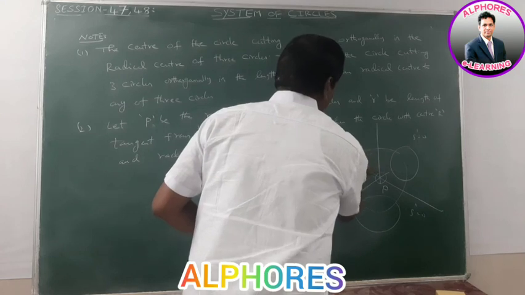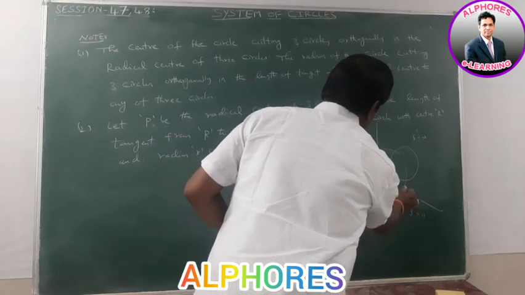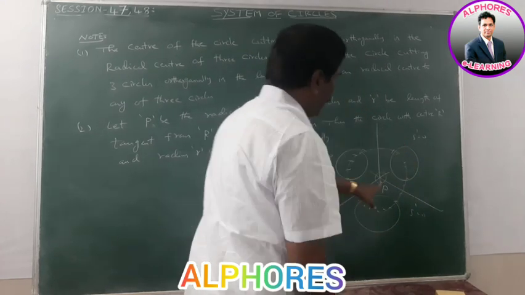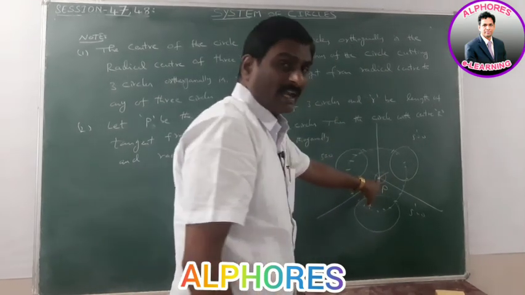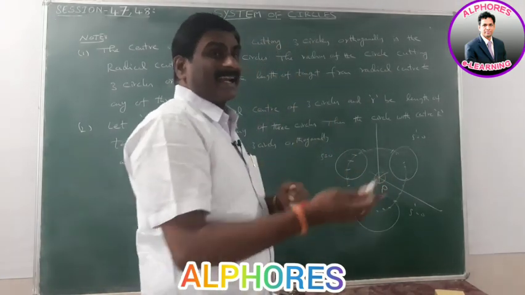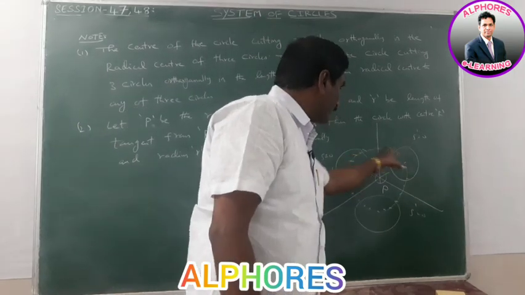Next, please observe this point. It is the required circle. The center P is the radical center, which we already get by solving these two radical axes. If we find the radius, we automatically get the equation of this fourth circle.